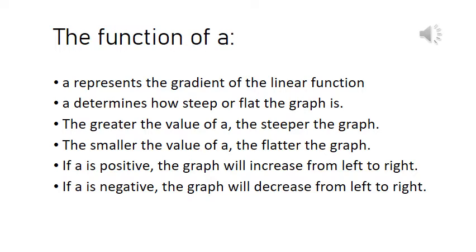If a is positive, the graph would increase from left to right. So if you had to take a ruler and slide it across your graph from left to right, the graph would be going up. If it is a negative graph, if you had to take a ruler and shift it over your graph from left to right, the graph would be going down. So if a is positive, it would be an increasing graph, and if a is negative, it would be a decreasing graph.